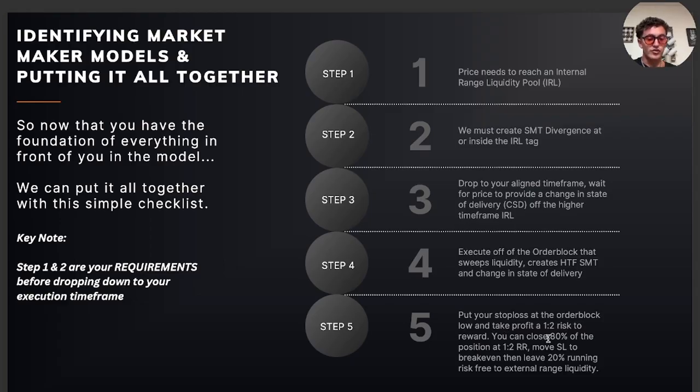a 1 to 2 risk to reward, and you can either close fully at the 1 to 2 once price reaches your initial take profit point, or if you want to do this, you can set a 1 to 2 risk to reward, but you can close off 80% of the position at a 1 to 2. You then put your stop loss to break even, and then you extend the 20% of your position left, push that up higher or lower to the external range targets.